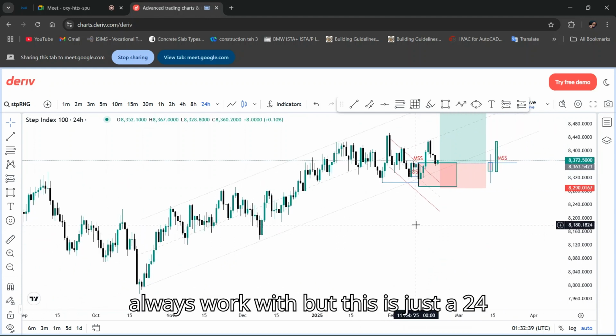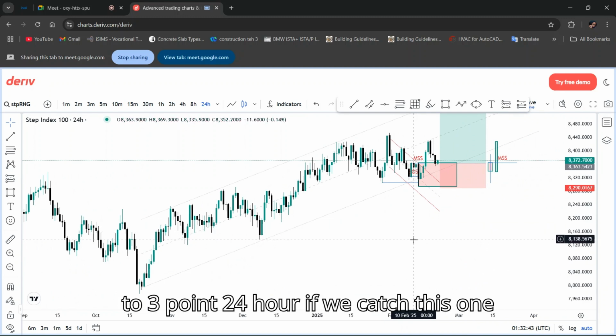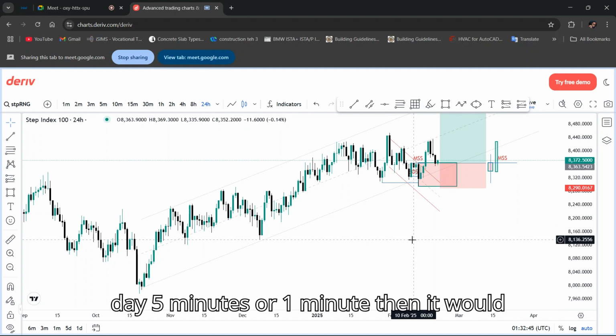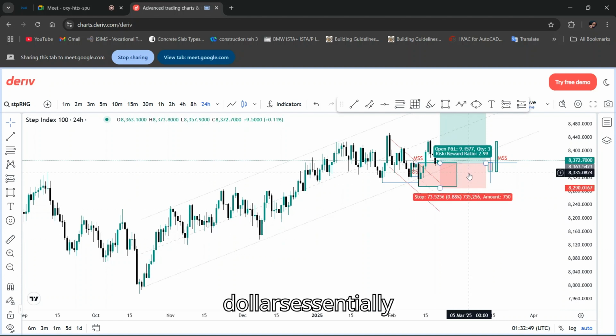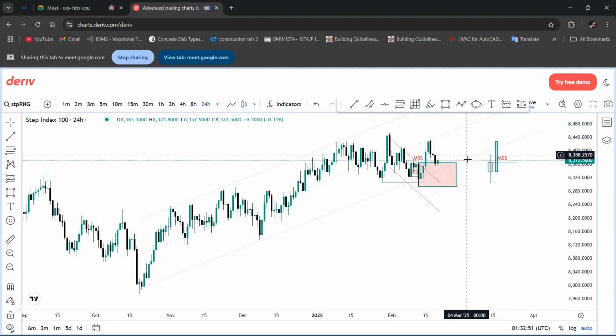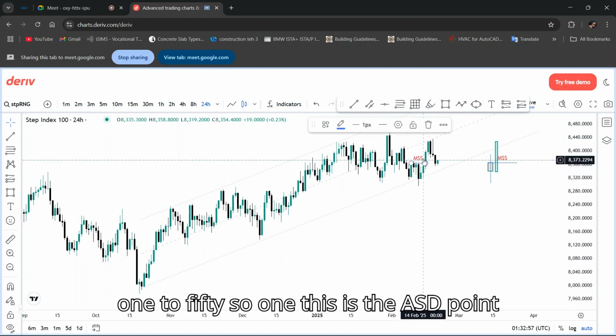But this is just a 24 hour. So 1 to 3 upon the 24 hour, if we catch this on the 5 minute or the 1 minute, then it would probably be 1 to 50. Thousands of USD, essentially.